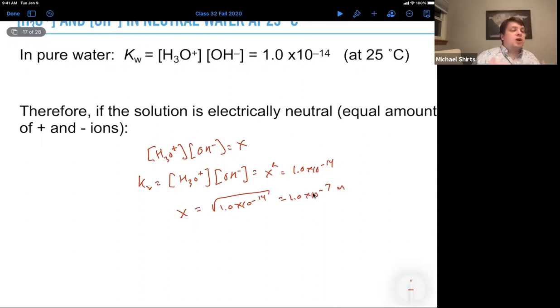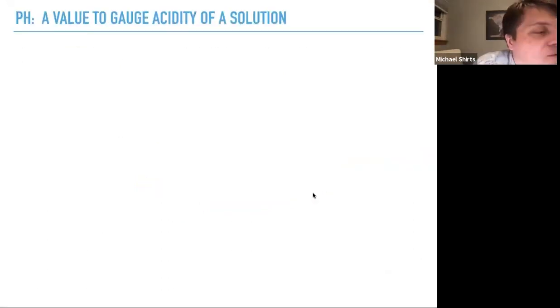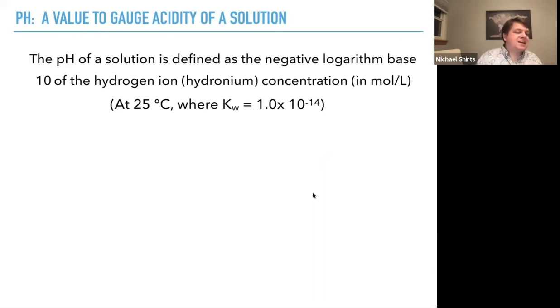And this is generally what we call a neutral solution of water. If we just have this amount of H3O plus and OH minus, their amounts are equal, then it is electrically neutral, and we call it neutral, neither acidic nor basic. In order to keep track of these, nobody wants to keep writing exponents all the time. So we came up with a shorthand notation, pH. pH is common. You hear it everywhere. We know that a low pH is acidic and a high pH is basic. The pH of a solution is defined as the negative logarithm base 10 of the hydrogen ion, i.e. hydronium ion, concentration in moles per liter.